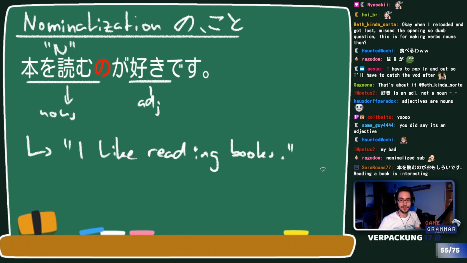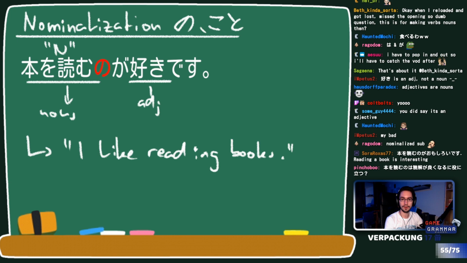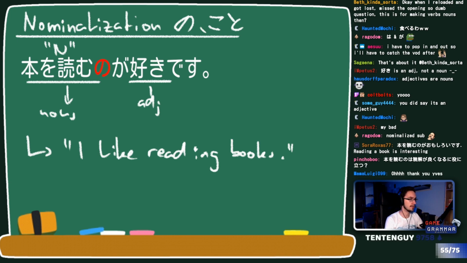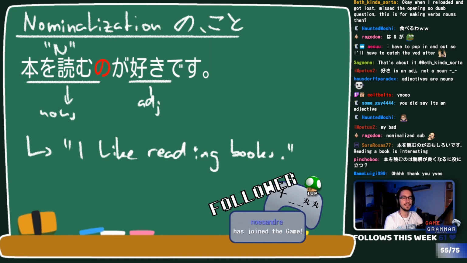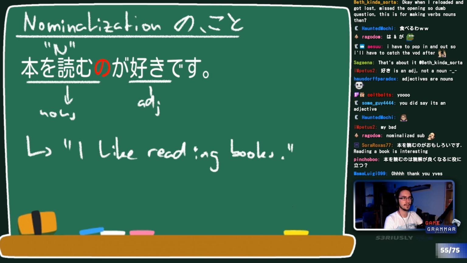So let's look at seriously's example, because it's a bit long, or it uses different words, so that's quite useful to us here. I'm just gonna copy that. 本を読むのは、読解が良くなるに役に立つ。本を読むのは、読解のために役に立つかも. Something like that. Thanks for the follow, Noes Andre.